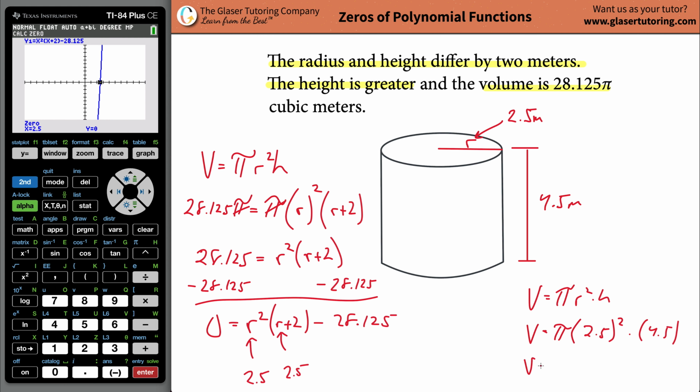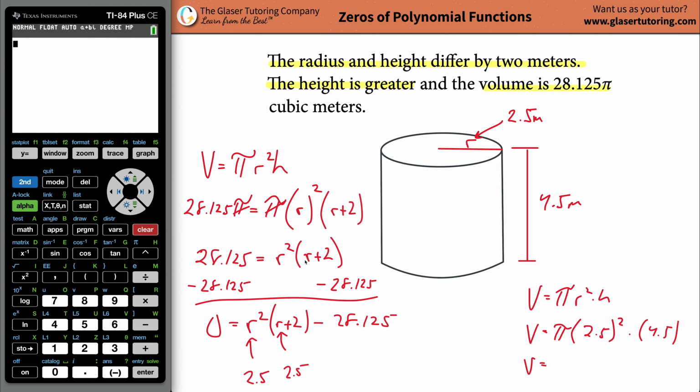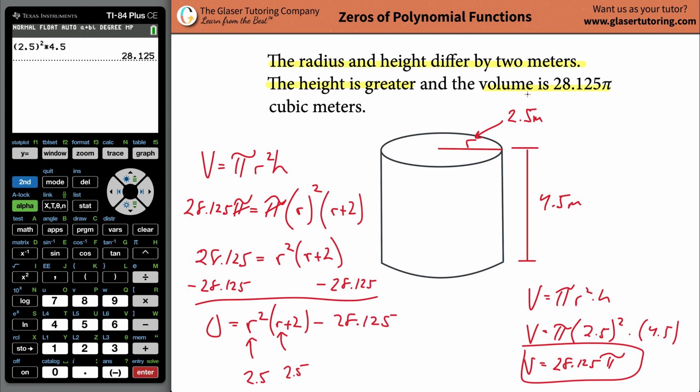And what does this work out to be? Well, you can use your calculator, right? You don't have to plug in the pi because it's in terms of pi. Just do 2.5 squared times 4.5. And there it is, 28.125, right? So 28.125, since I didn't factor in the pi, it's in terms of pi, and that's exactly what the volume should be. So we know we're right.